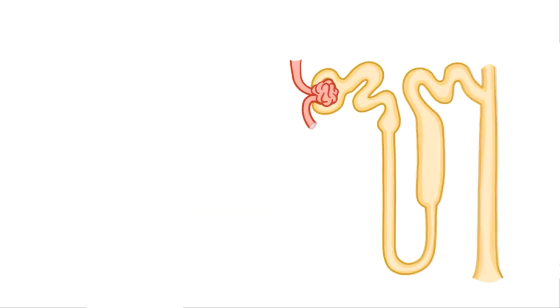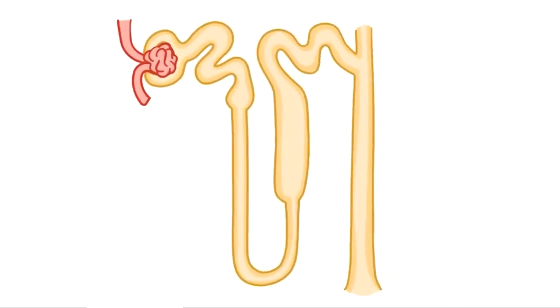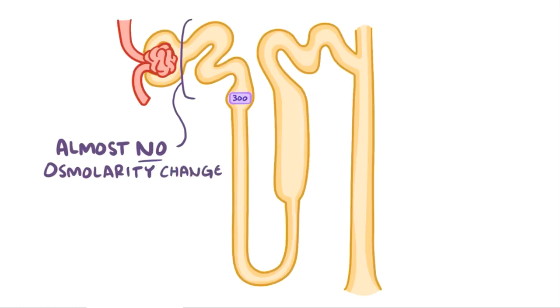Let's focus on countercurrent multiplication. And let's start with blood, which is coming into the nephron with an osmolarity of 300 milliosmoles per liter. And we'll use these purple boxes to indicate the osmolarity of the blood in different sections. As it passes through the proximal tubule, there's almost no osmolarity change, so it stays at 300 milliosmoles per liter as it enters the loop of Henle.